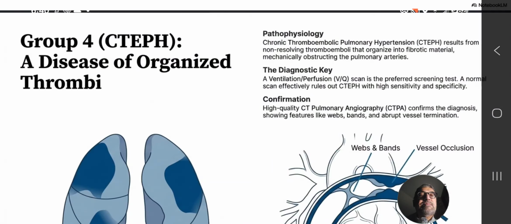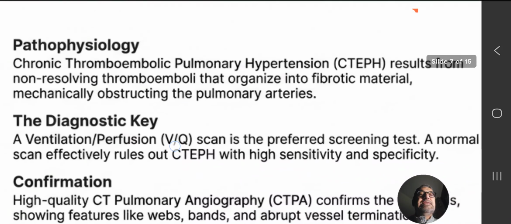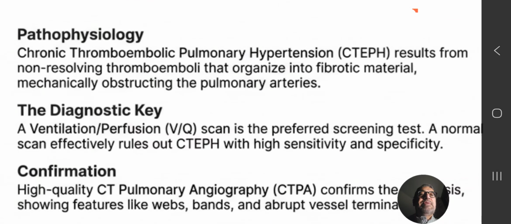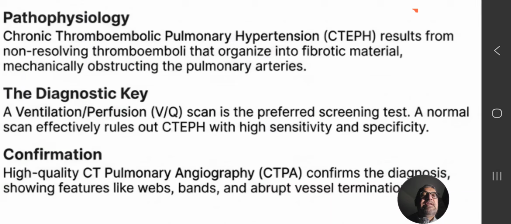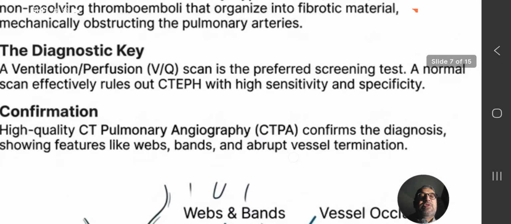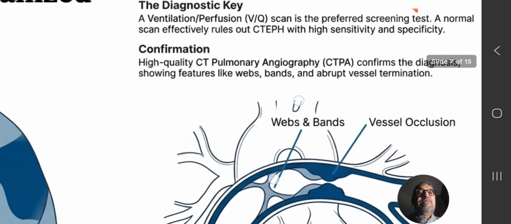Group 4, CTEPH, chronic thromboembolic pulmonary hypertension, is a disease of organized thrombi. Basically, the blood clots plug up the pipes, increasing the resistance, and then there's fibrotic material mechanically obstructing the pulmonary arteries. The diagnostic key is a VQ scan, which is a preferred screening test. A normal scan effectively rules out CTEPH with high sensitivity and specificity. You confirm it by using high-quality pulmonary CT angiography, which shows features like webs, bands, abrupt vessel termination.